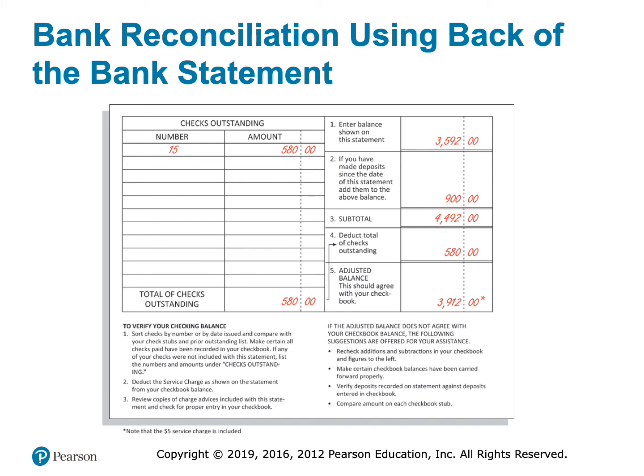So let's walk through that process. If we're comparing our bank statement with our bank records, we're going to see that we had one outstanding check of $580. That was for check number 15. We also see that our deposits in transit were $900. So here we see we've put our outstanding checks down. We've got our beginning balance on the statement. We've got our deposits in transit that we're adding up. We're going to subtract those outstanding checks, and this gives us our adjusted balance of $39.12.